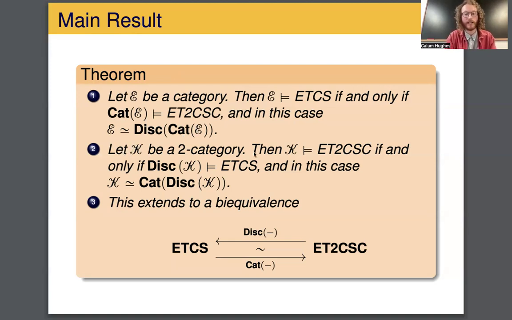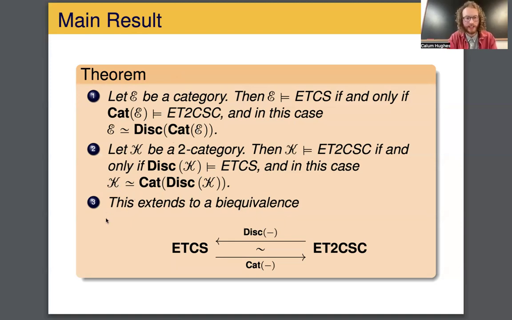Moreover, if we have a 2-category K that models the elementary theory of the 2-category of small categories, this happens if and only if the discrete objects in this model the elementary theory of the category of sets. In this case, K is of the form Cat of Disc K.